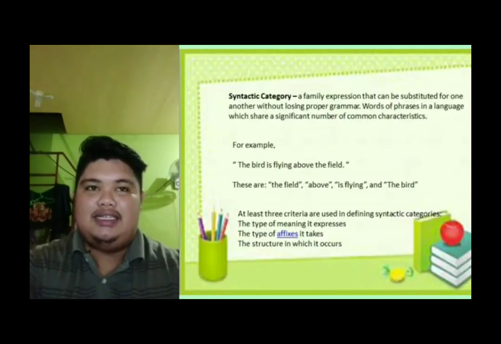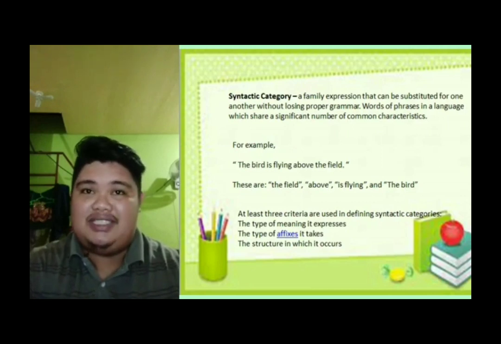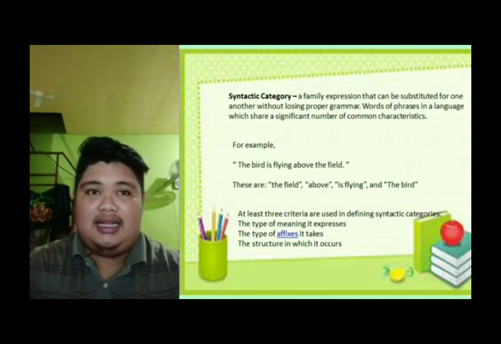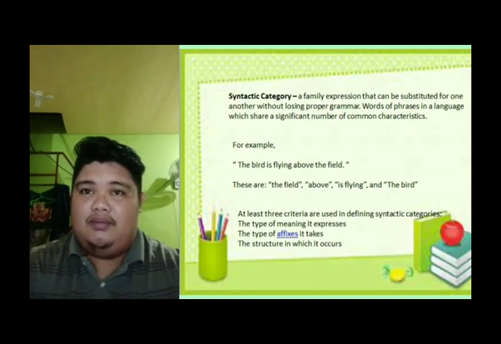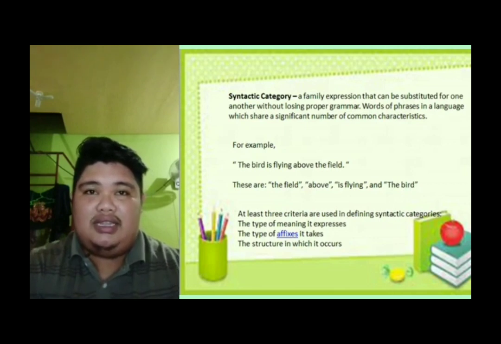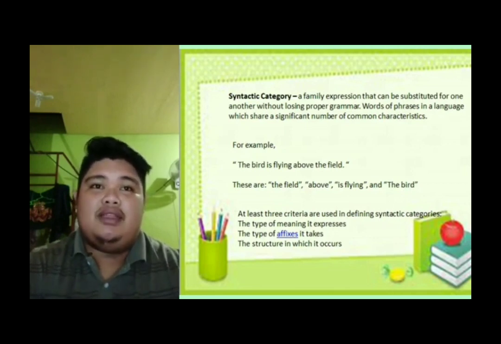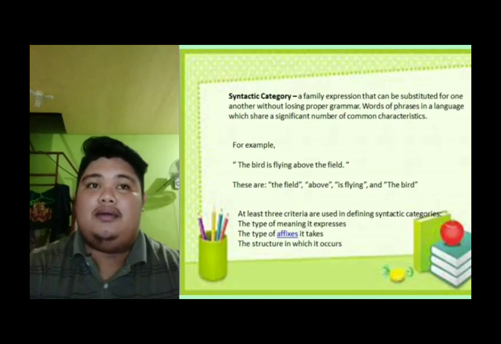So now, I am going to tackle the syntactic category. What is a syntactic category? It is a family of expressions that can be substituted for one another without losing proper grammar. They are words or phrases in a language which share a significant number of common characteristics. For example, there are 4 syntactic categories in this sentence: the bird is flying above the field. The syntactic categories there are the field, above, is flying, and the bird.